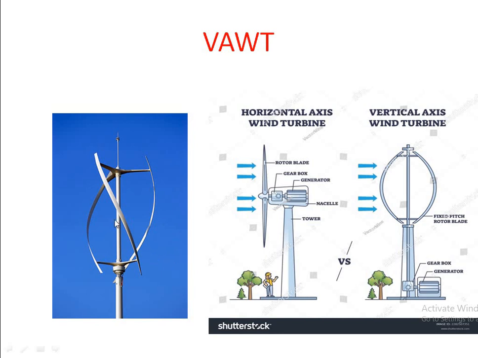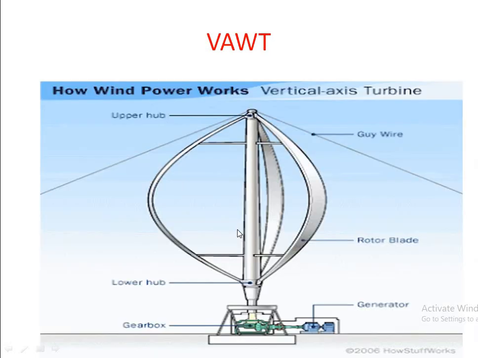So in this clear picture you can see how this vertical axis wind turbine works. This is the vertical axis wind turbine, and here you can see the rotor blades, and these are the gear wires and the generator. This is the hub and the gearbox, and this gearbox is connected to the generator. Whenever the wind comes and passes across this rotor blade, that wind, which has kinetic energy, is converted into mechanical energy by the gearbox, and then this mechanical energy is converted into electrical energy with the help of the generator.